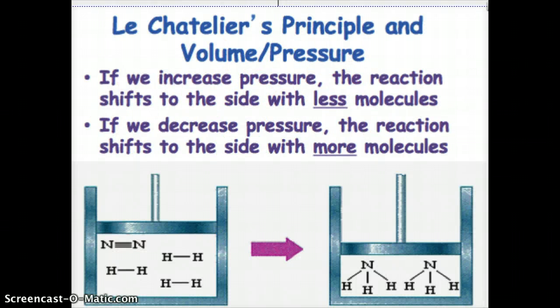The second thing is pressure. If we increase the pressure, the reaction will shift to the side with fewer molecules. If we decrease the pressure, the reaction is going to shift to the side with more particles. So just keep that in mind. The more pressure, the more the particles move. But if we want to counteract that change, we need to shift the reaction to the side where there are fewer molecules, so we can make more of those molecules to counteract that change. That's the concept behind this.